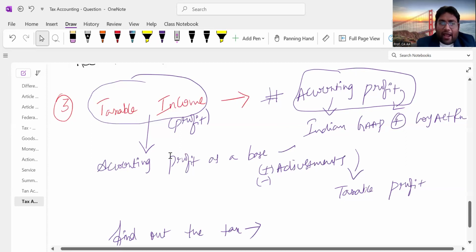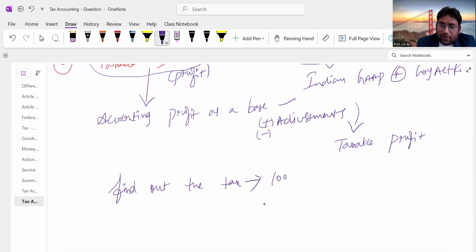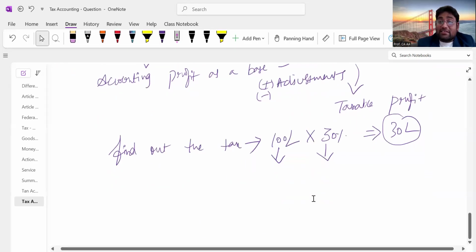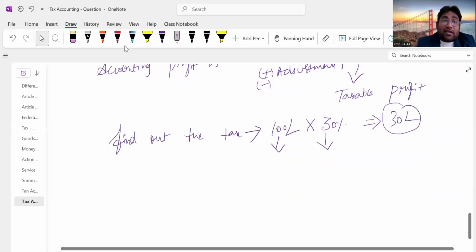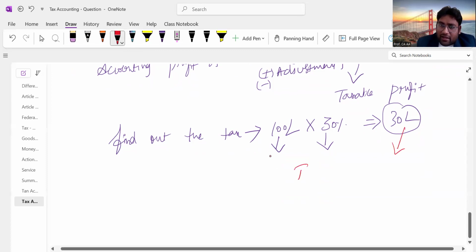Now I have found the taxable profit. How much is the taxable profit in the question? 100 lakhs. Now if I apply this 30%, I will get 30 lakhs. This 100 lakhs is from the Income Tax Act, and this 30% is also from the Income Tax Act. So this 30 lakhs is the income tax payable for the year.